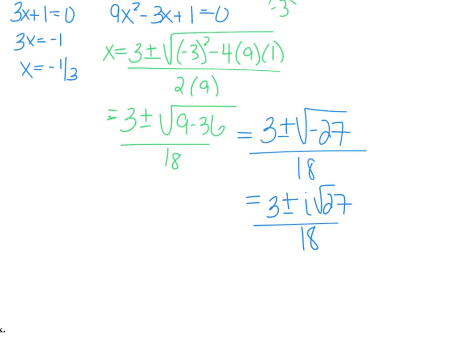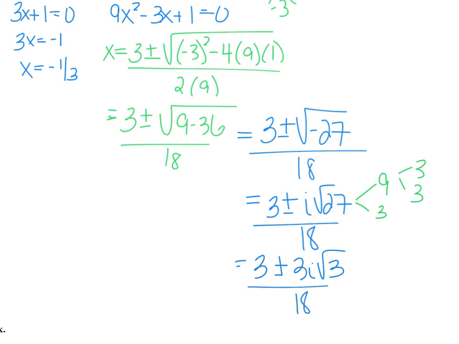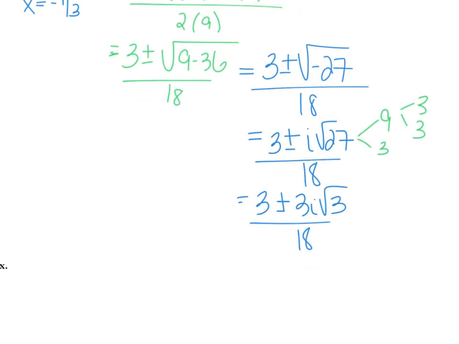Instead, we got to see if we can simplify 27, which we can. This is 9 and 3, 3 and 3. So I have 3 plus or minus 3i root 3 all over 18. Okay, so I could take a 3 out, and I was actually left with a 3 underneath. And then I can simplify this to 1/6 plus or minus i root 3 over 6.